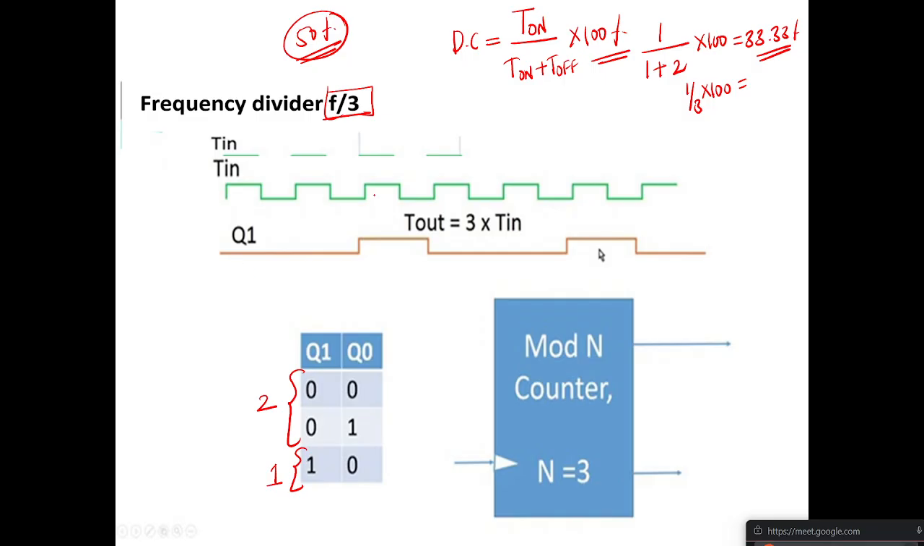If you observe here, it is off for 2 clock cycles and on for 1 clock cycle. In order to get a 50% duty cycle, the total is 3 clock cycles, so 3 by 2 means it should be off for 1.5 clock cycles and on for 1.5. So you need to alter this by 0.5 clock cycles. Next it will take 1.5, 1.5.